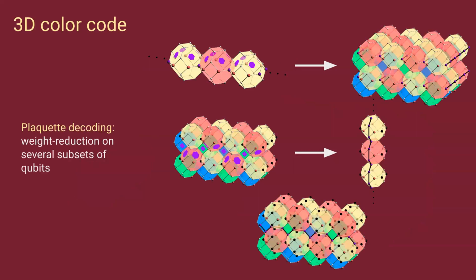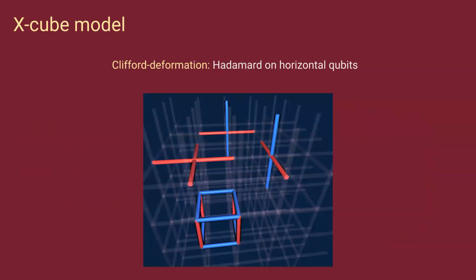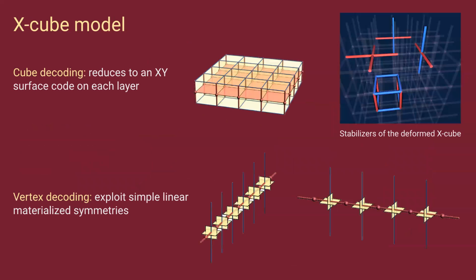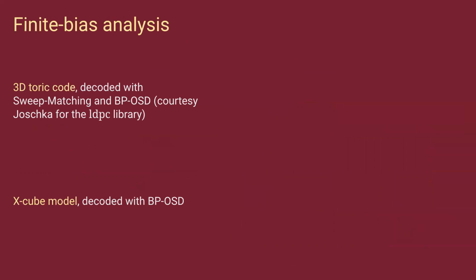And there is a more complicated technique that involves many steps for this, so I won't go into details. The XYZ model is also a deformation along one axis. And we can show that it's equivalent to an XY model for the cubes, and we exploit just simple matrix asymmetry for the vertices.